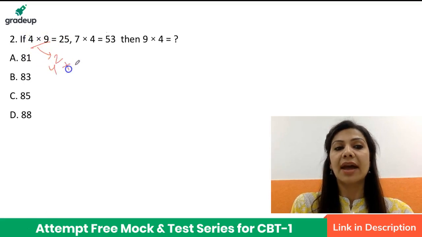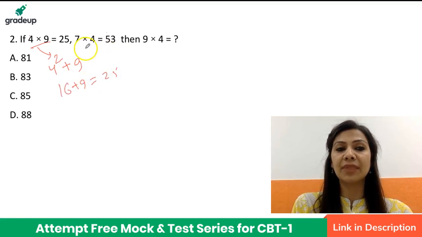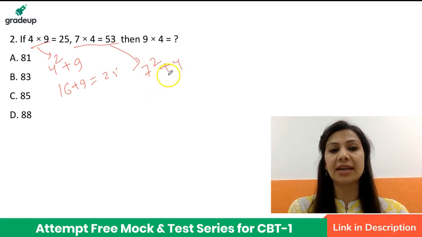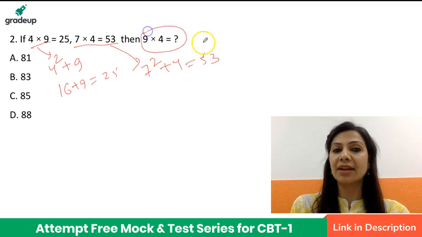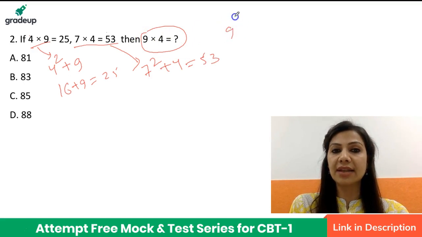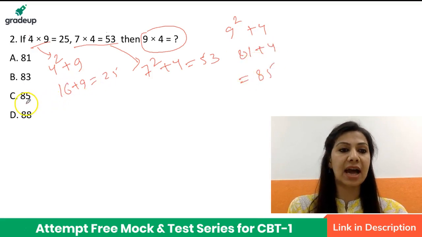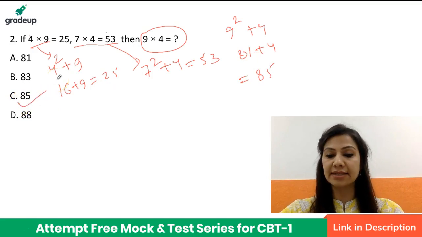But to get closer to this, if you write the square of the first one, that's 4 square, and add 9. So 4 square is 16 and the addition of 9 will give you 25. Similarly, if you apply the same logic here, it will be 7 square plus 4. So 7 square is 49 and the addition of 4 will give you 53, right? Right now you have 9 into 4. So you will write 9 square, that's 81, plus 4, which is equal to 85. And you can notice the answer is option C. So it's very simple and easy.